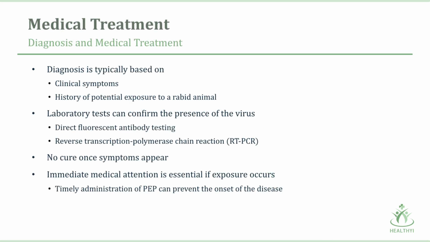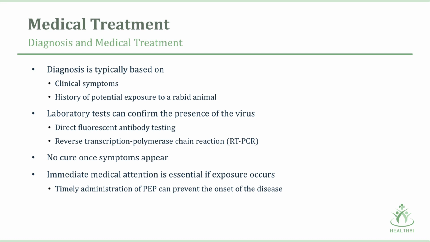Diagnosis of rabies typically involves consideration of clinical symptoms and a history of possible exposure to a rabid animal. Laboratory tests can confirm the presence of the virus. Direct fluorescent antibody tests and reverse transcription polymerase chain reaction, or RT-PCR, are commonly used for this purpose.